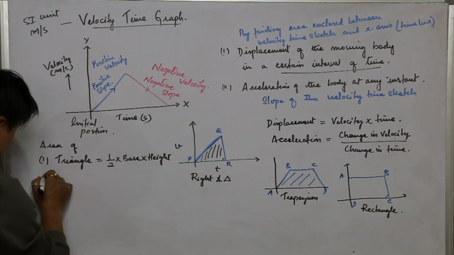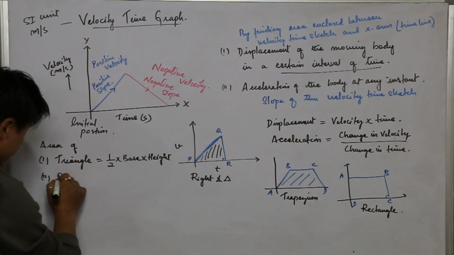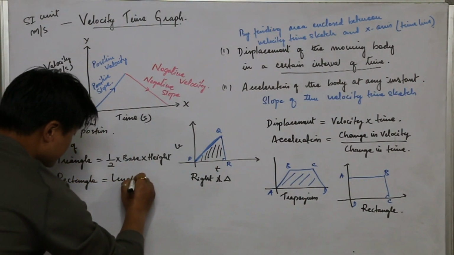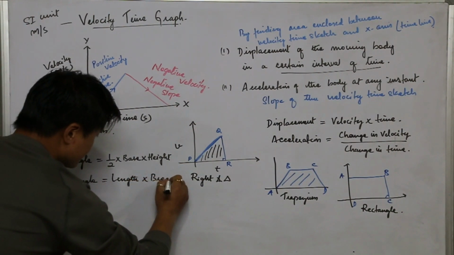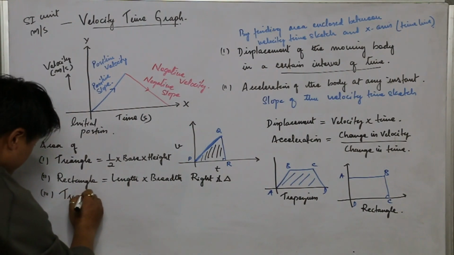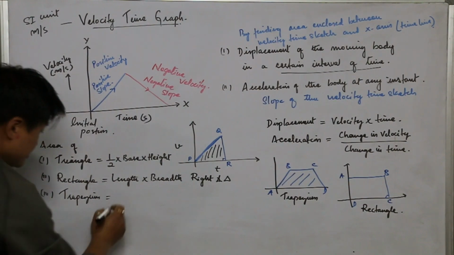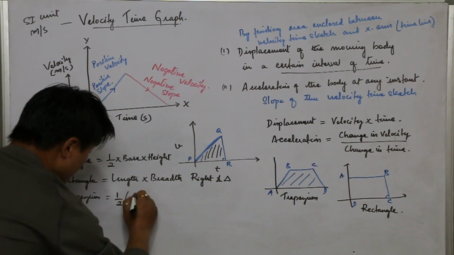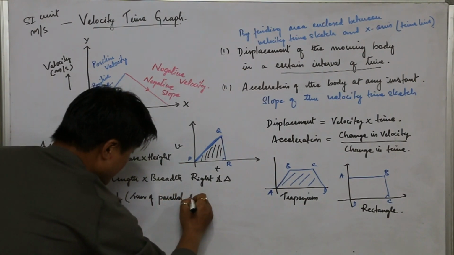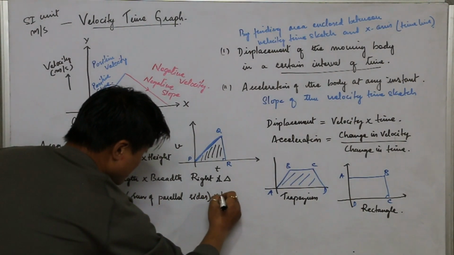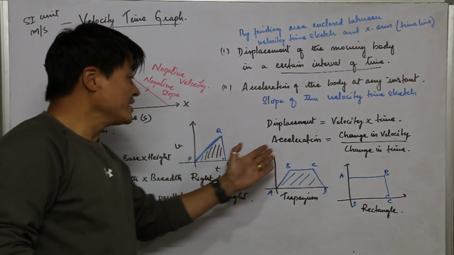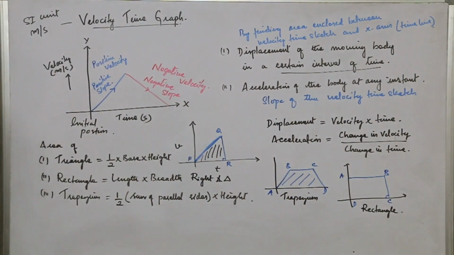Number two, the area of a rectangle is simply length into breadth. And the third one is your trapezium, which is equal to half into sum of parallel sides into height. By knowing these areas, we can easily determine the distance traveled by a moving body.